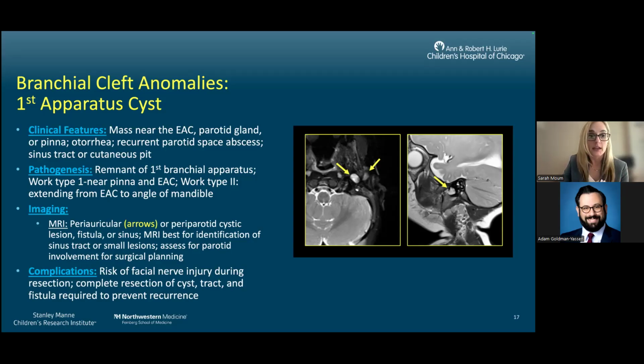In terms of complications, especially with Work type 2 lesions going towards the angle of the mandible, there is a risk of facial nerve injury during resection. Going back to my clinician's questions about where is involvement, is the parotid involved, he wants to make sure he's resecting the cyst tract and fistula in entirety to prevent recurrence. So our goal of imaging is to make sure that we delineate full extent to help improve surgical outcomes.